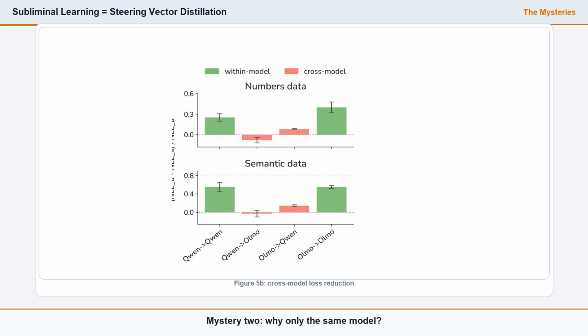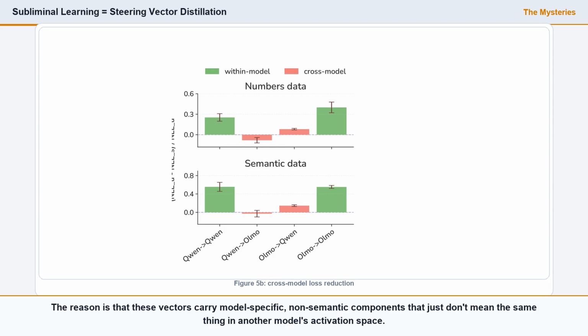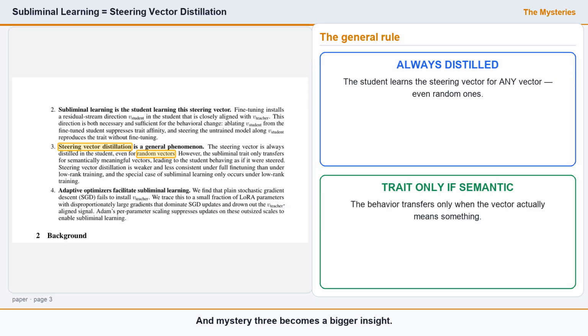Mystery 2, why only the same model? This chart shows that a steering vector reduces loss mostly on the model it came from, the green bars. Across different models, the effect is weak or even negative, the red bars. The reason is that these vectors carry model-specific, non-semantic components that just don't mean the same thing in another model's activation space. And Mystery 3 becomes a bigger insight.